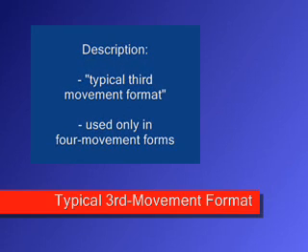Calling minuet and trio typical third movement format is more than just applying a nickname to it. It is stating a fact. This fact, though, needs to be qualified by one thing, and that is that minuet and trio was used only in 4 movement forms. That is, it was used only in string quartets and in symphonies. And in fact, it was an absolutely standard choice for that movement in those genres. So remember its typical position, and remember that it was used only for 4 movement forms.